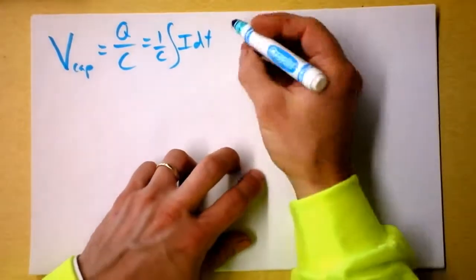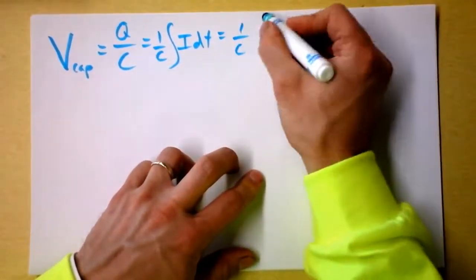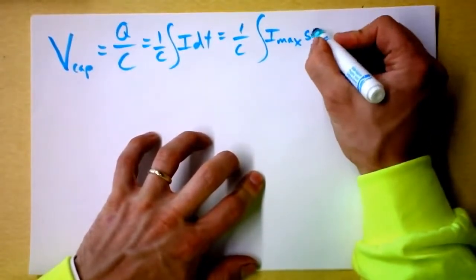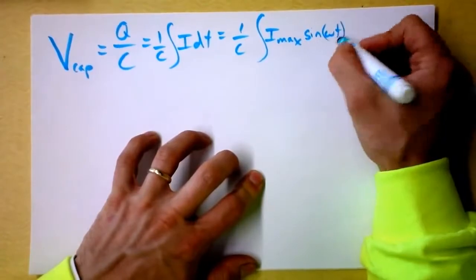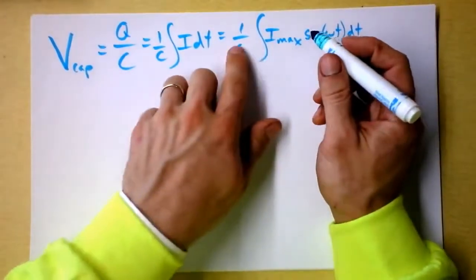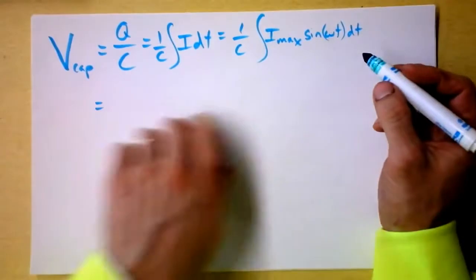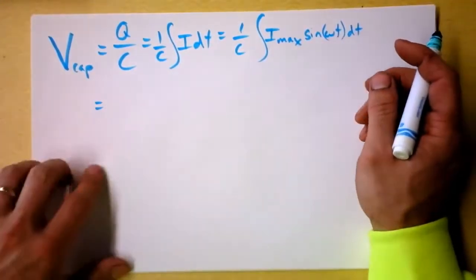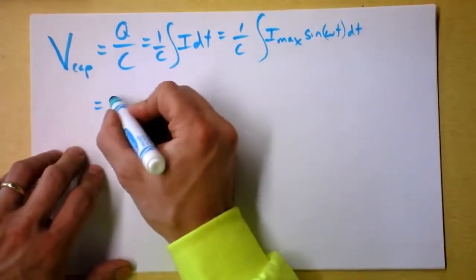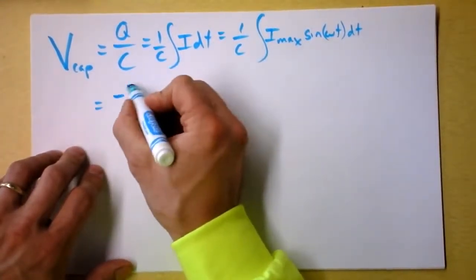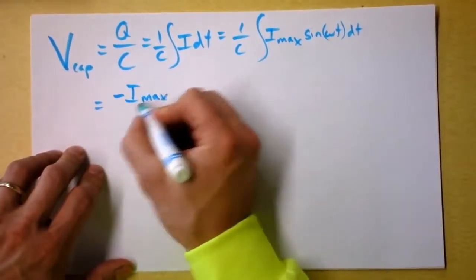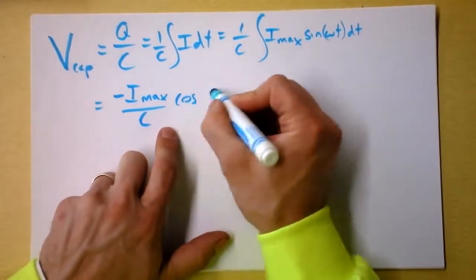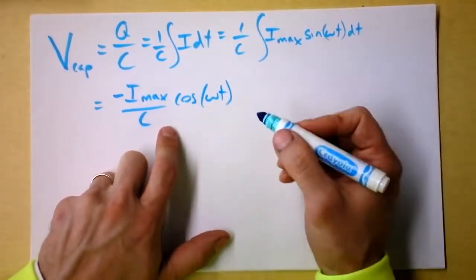It's going to be some really enjoyable calculus. 1 over C times the integral of I max times the sine of omega t over time. I max is a constant and it pulls out, and we just have to do the integral of the sine of omega t. It gives us the negative cosine, and then we have to do the chain rule for integrals. So we get negative I max over C, and then we have cosine of omega t.